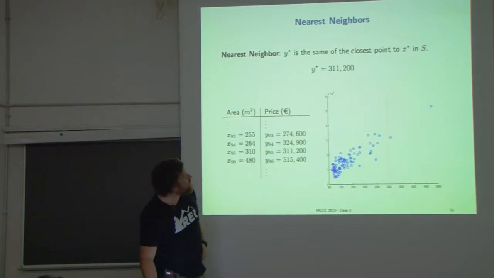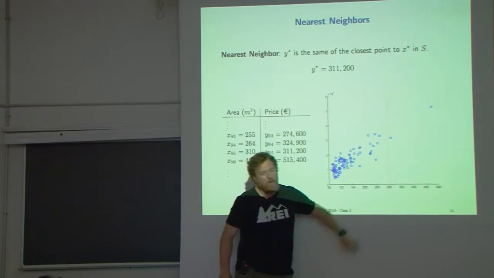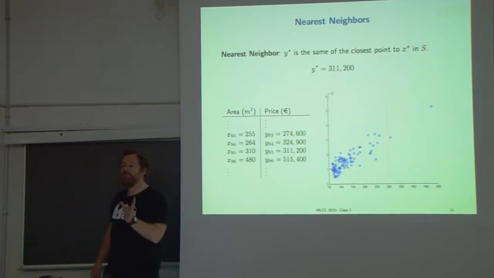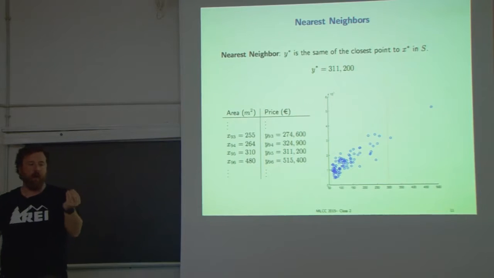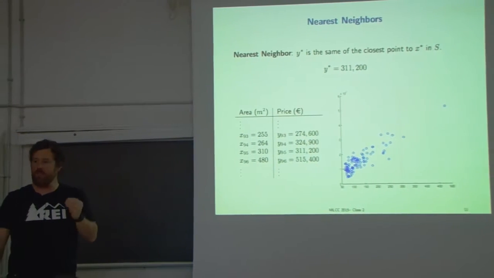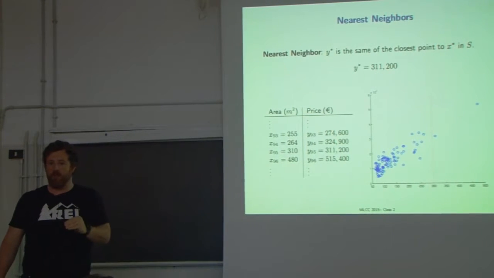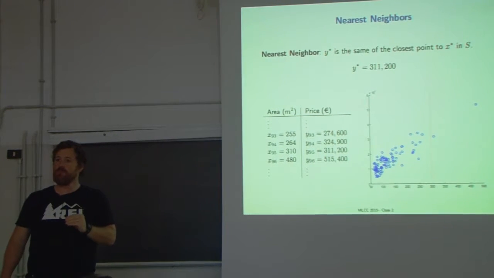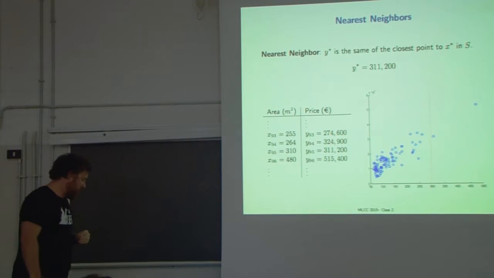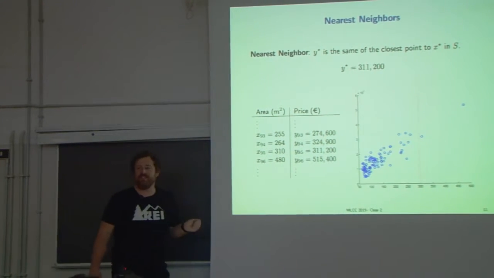And as I said, I don't know if you can see it, but there is a new observation. The basic idea is let's just look at the house whose size is closest to my house, to the new house, and let's assign to this new house the price of the closest house. Does it make sense? This is what is called the nearest neighbor algorithm.